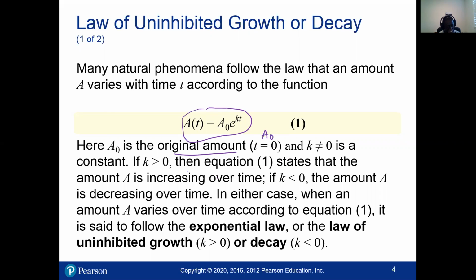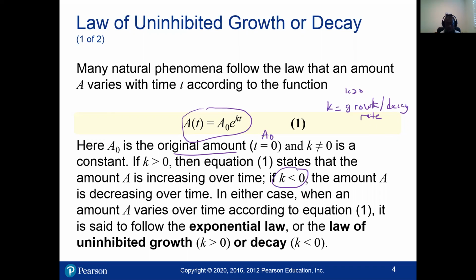And then k is not equal to 0. When k is positive, it is growing, an increasing function. When k is negative, it is a decreasing function. Now, k has a special name. It's called the growth or decay rate. If k is positive, it's a growth rate constant, or it's a decay rate constant.